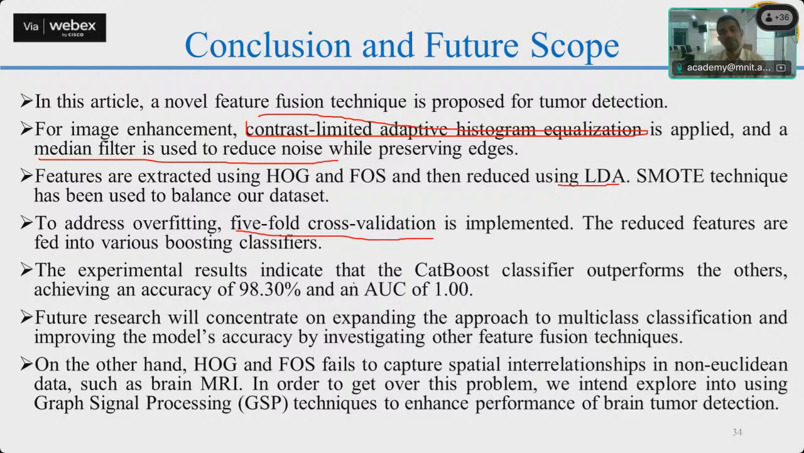Experiments indicate that the CatBoost classifier outperforms the others, achieving a fairly reasonable accuracy and an AUC of 1. It is a two-type classification: tumor, non-tumor. We will go to multi-class classification. On the other hand, HOG and FOS fail to capture spatial interrelationships, which is the problem in non-Euclidean data such as brain MRI. To get over this, we intend to explore graph signal processing techniques to enhance the performance of brain tumor detection.